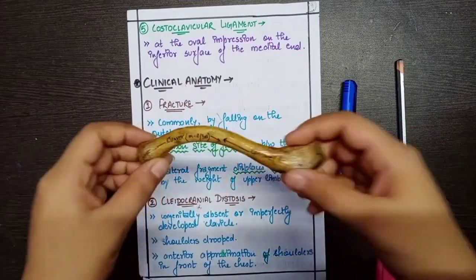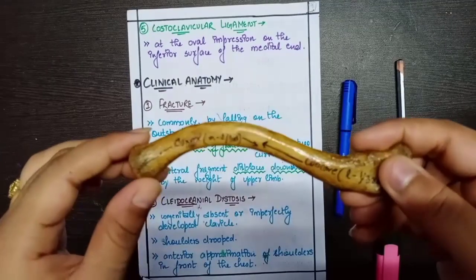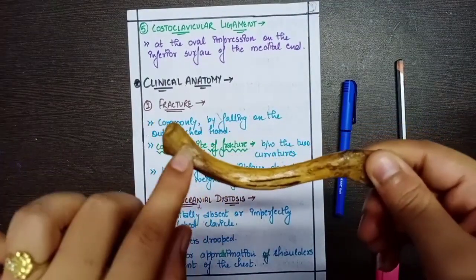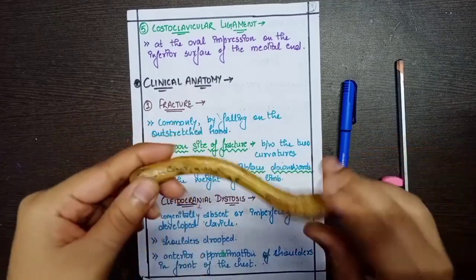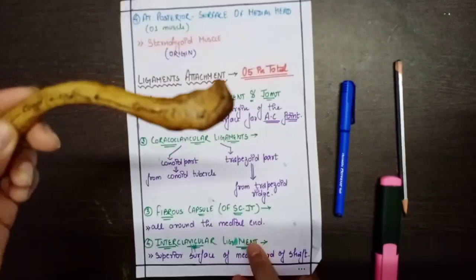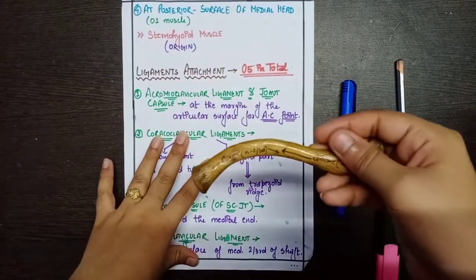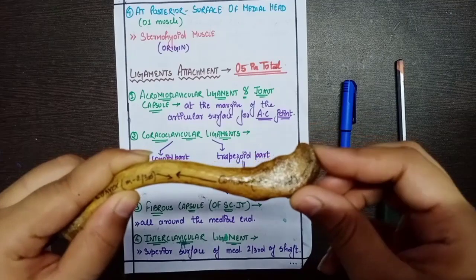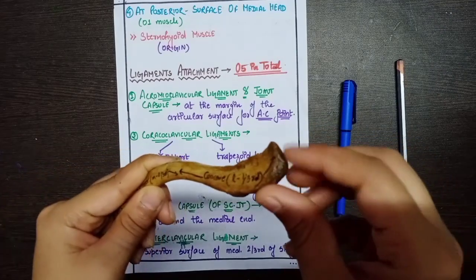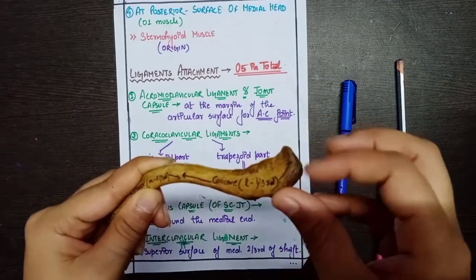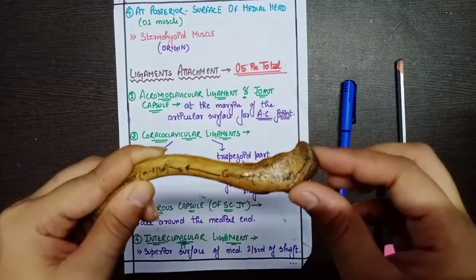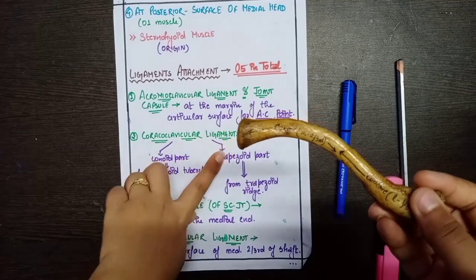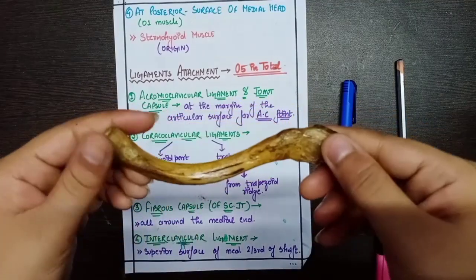Now let's revise it fast. The costoclavicular ligament is present in the inferior surface in the oval impression for the costoclavicular ligament. Then if we go back, you have your acromioclavicular ligament and joint capsule on the facet of your lateral end, right? On the articular surface of your clavicle, which is for your acromioclavicular joint. Then you have the coracoclavicular ligament, which has two parts, conoid part and trapezoid part.